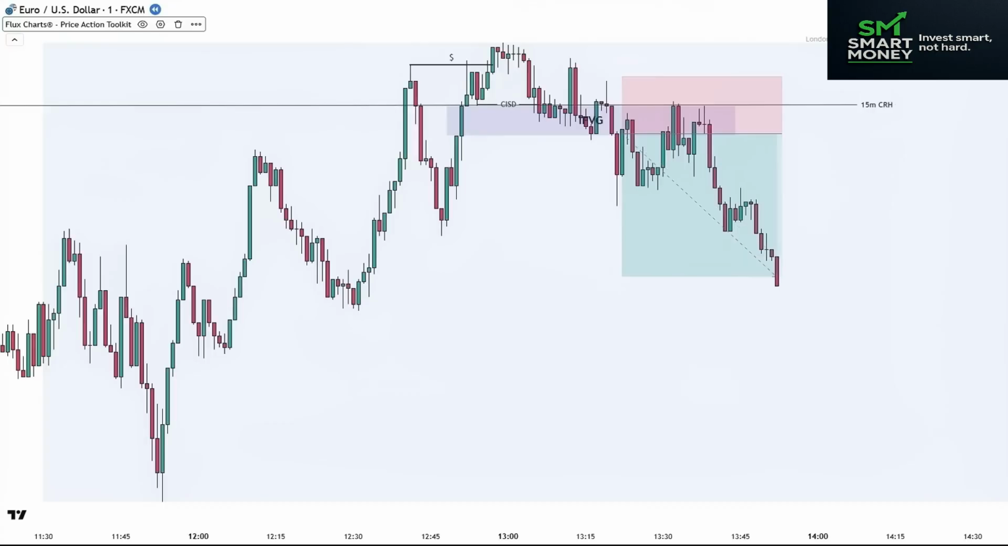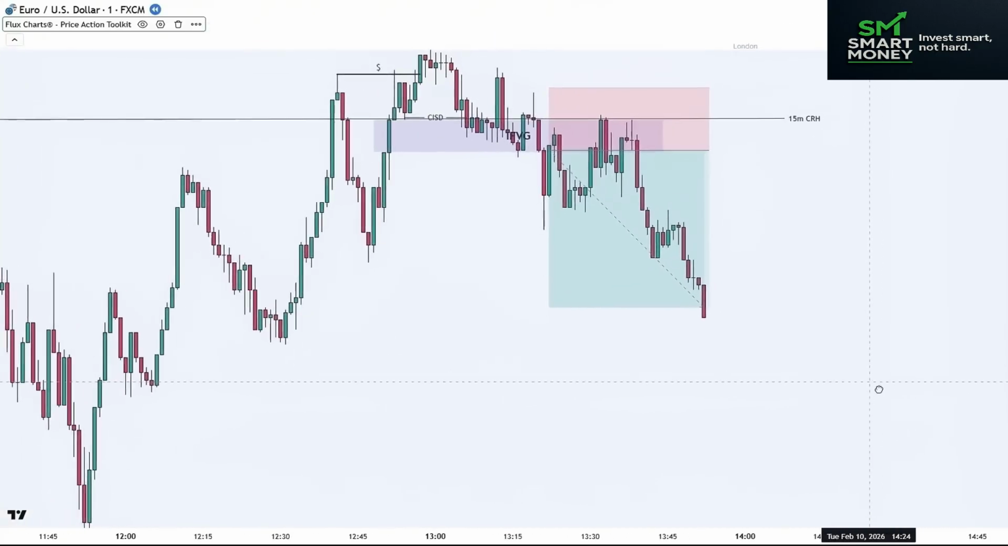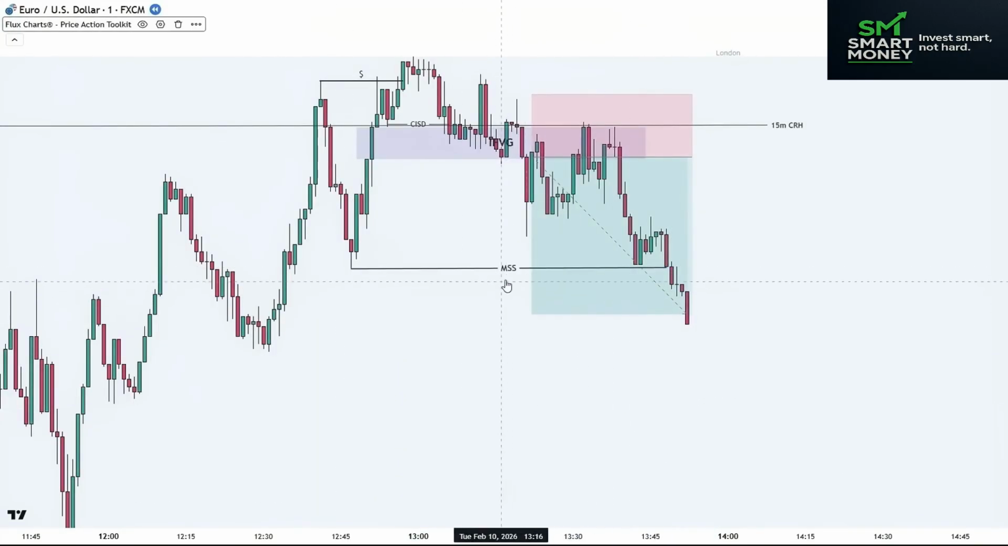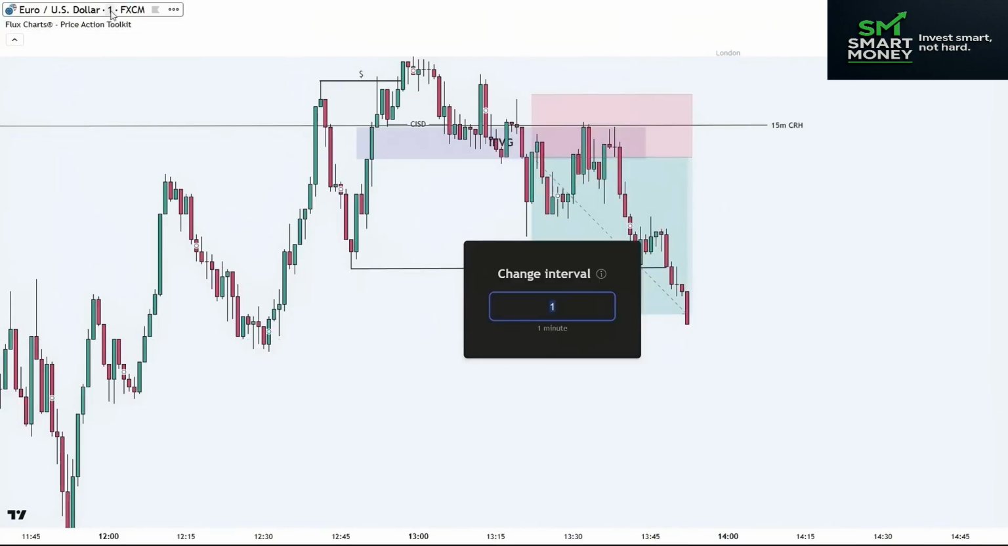Now here's where it gets even more interesting. If you look closely, price has now formed a market structure shift, which could signal the formation of a higher time frame breaker block or mitigation block. So because of that, let's zoom out to the 5-minute chart and see if we can find a second entry.